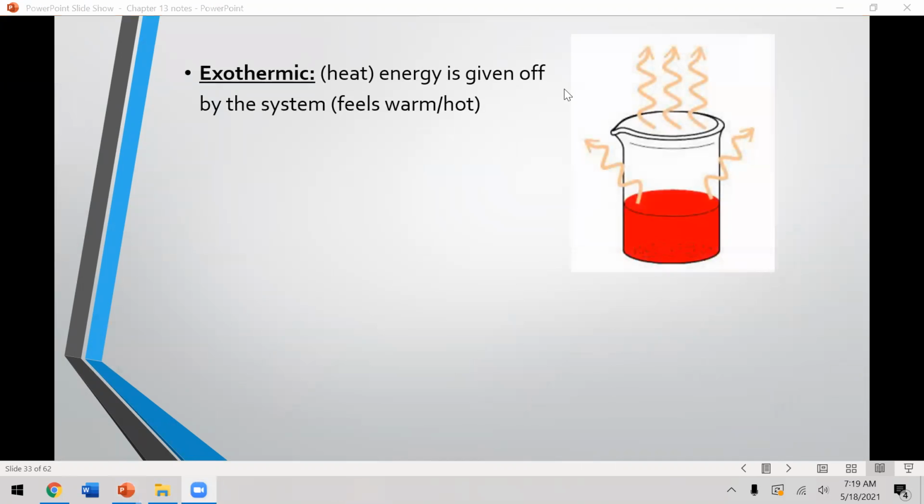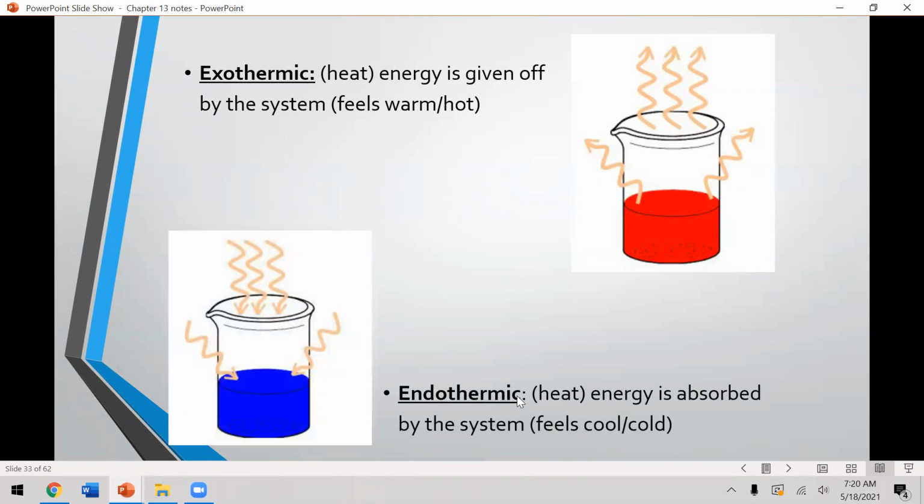You also just need to remember exothermic versus endothermic. Exothermic is when your heat energy is given off by the system, exo meaning outside. So it's going to feel warm to you because the heat is leaving the system and going into the environment. You can also have endothermic, endo meaning inside, which is when heat energy is being absorbed into the system. It feels cool to you because it's stealing the heat from the environment and putting it into the system.